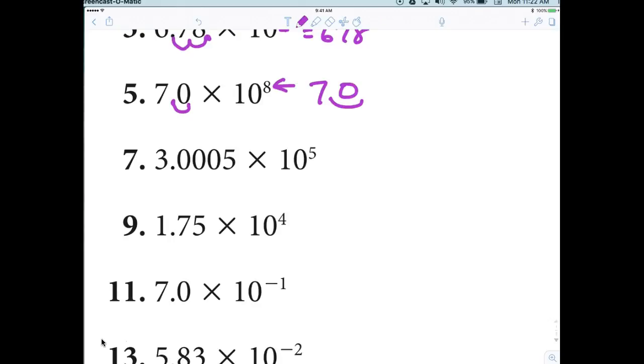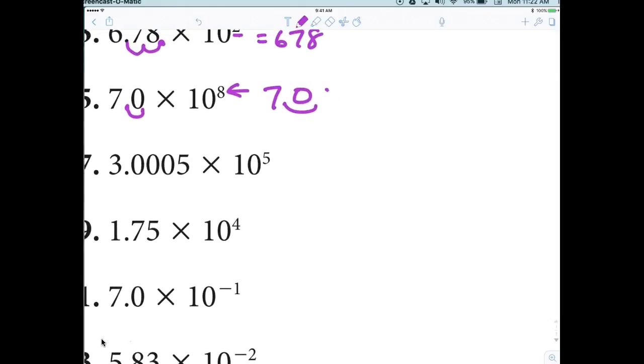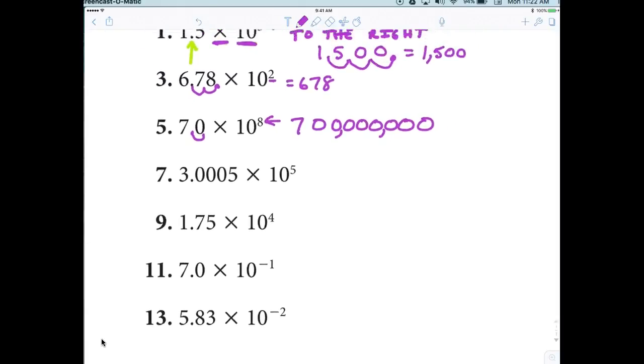How many places was I supposed to move it? 8. How many places have I moved it so far? 1. So I need 7 more zeros. That's correct. She needs 7 more zeros. So 1, 2, 3, 4, 5, 6, 7. And then I want to count out the zeros, 3, 3. So that looks like 700 million. All right.